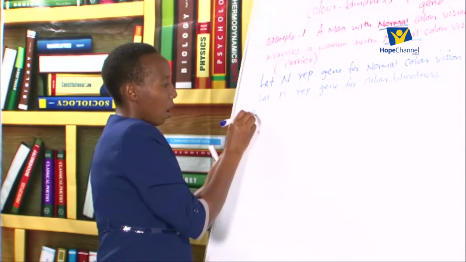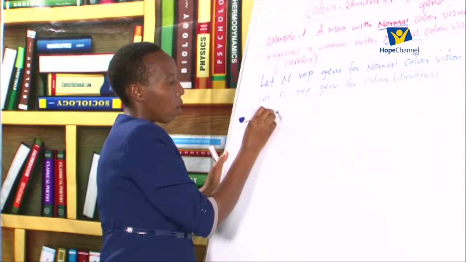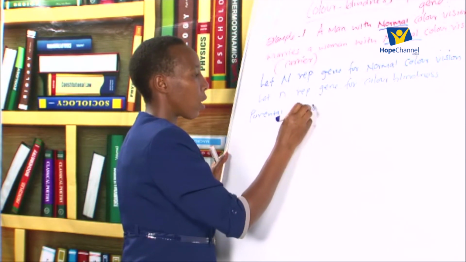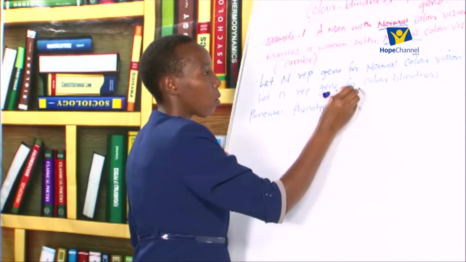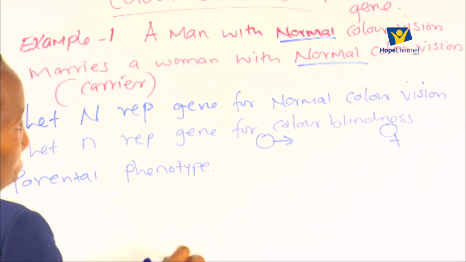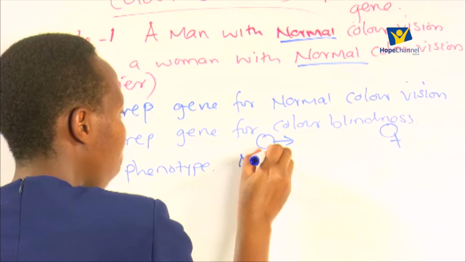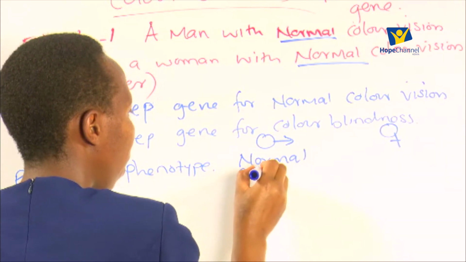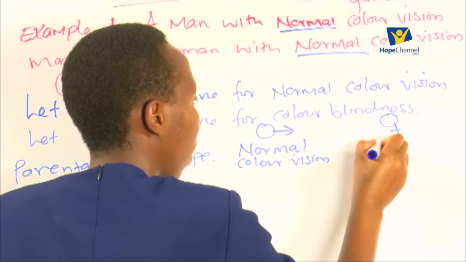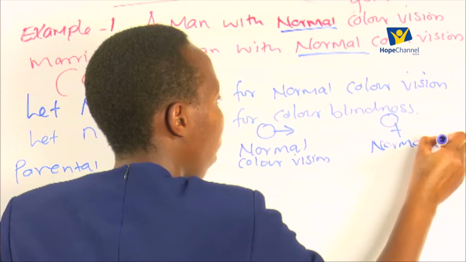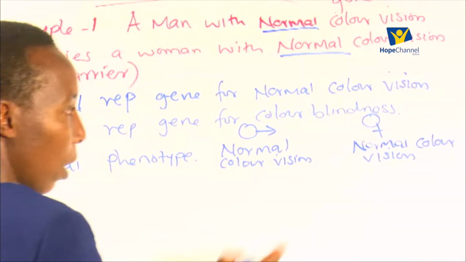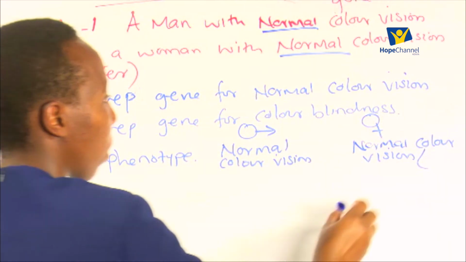Then we say we have parental phenotype. Physically, all of us are very fine. Parental phenotype. So we talk about the man, we also talk about the female. So parental phenotype, all of them have a normal color vision. So normal color vision. Then the female is also having a normal color vision. Don't forget that in bracket, this person is what? A carrier.